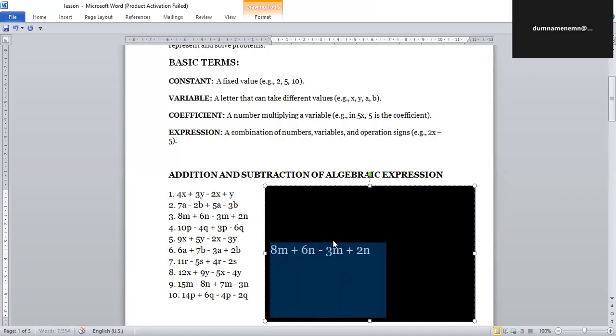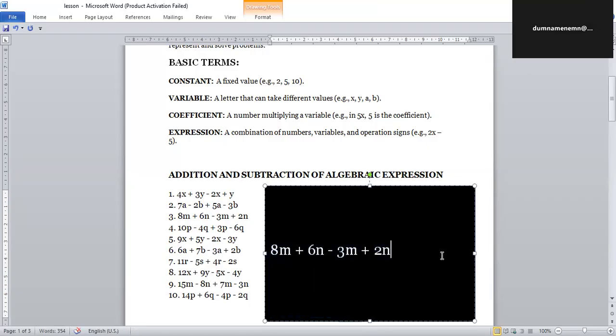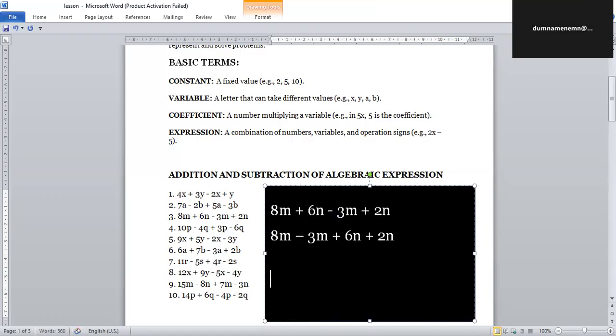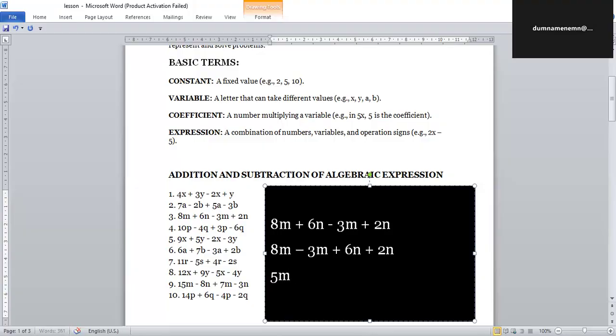So we apply the same knowledge, collect the like terms. 8m minus 3m will go and meet 8m because they are like terms. Then plus 6n plus 2n. You see, bring the like terms together. So 8m minus 3m, you're going to have it to be 5m. 6n plus 2n, you're going to have it to be 8n. And this is our answer for question 3.